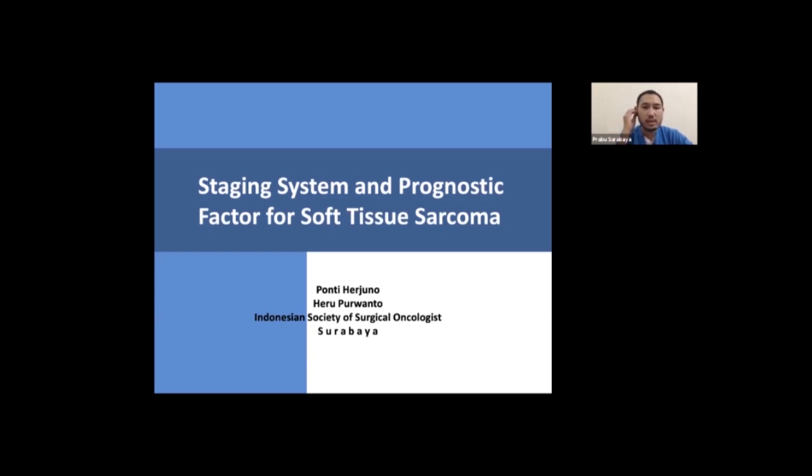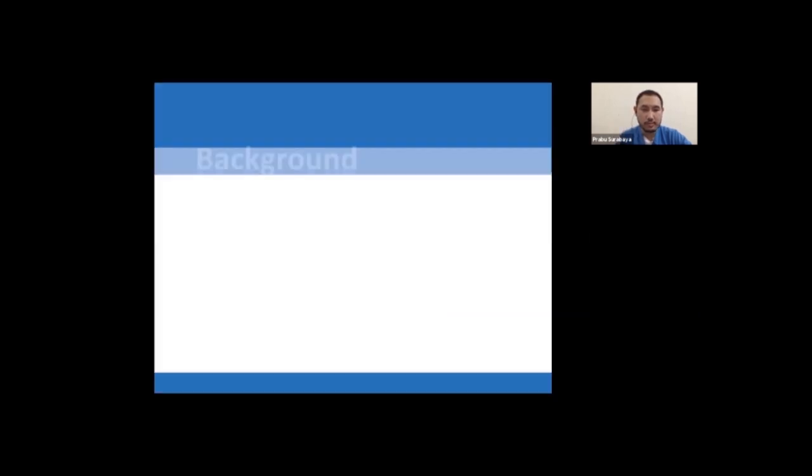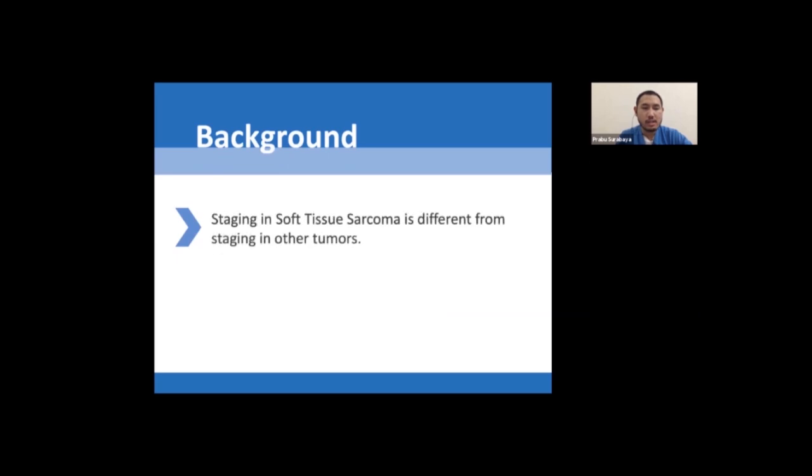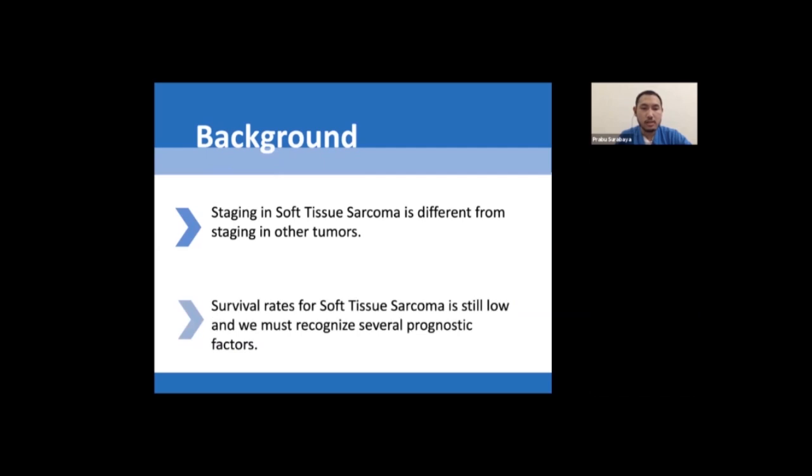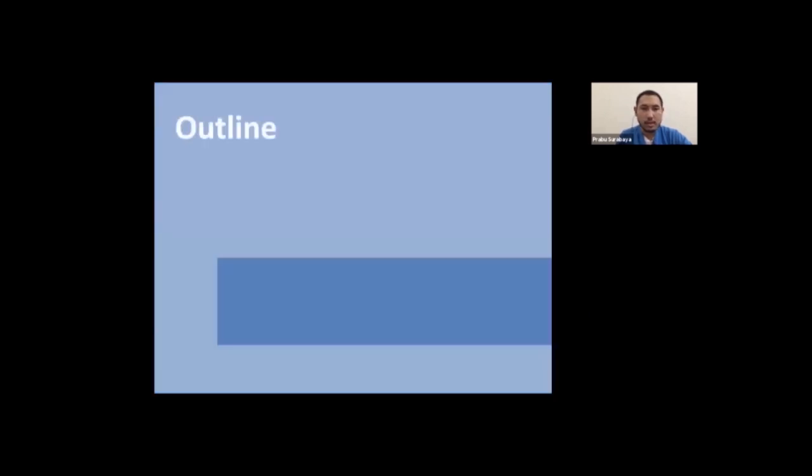Today, we will learn about staging system and prognostic factor of soft tissue sarcoma. This is the first slide for the background. The background is that staging in soft tissue sarcoma is different from staging in other tumors. The survival rate of soft tissue sarcoma is still low, and we must recognize several prognostic factors that make this happen. So, this is the outline.